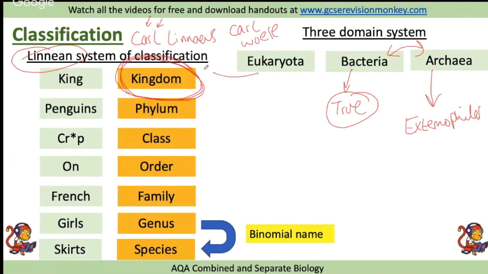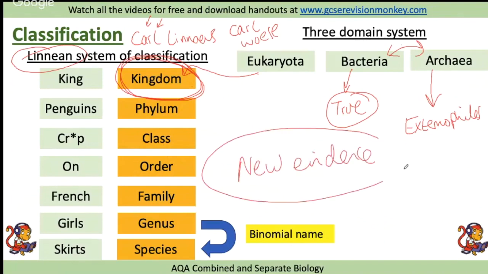And then under eukaryota, you still have the kingdom, phylum, class, etc. But this is now on top. Now, key is they like questions about why you change the model and why you change the system. And it's all to do with new evidence coming to light. Okay, so if they ask you about why the system's changed, talk about new evidence.